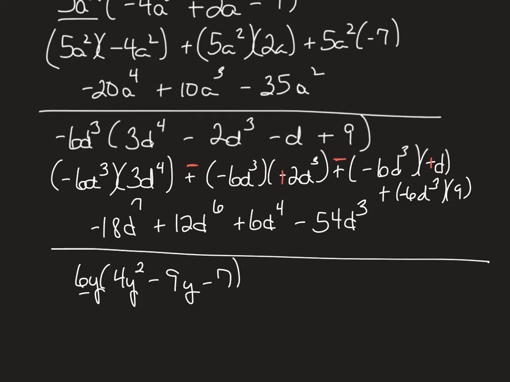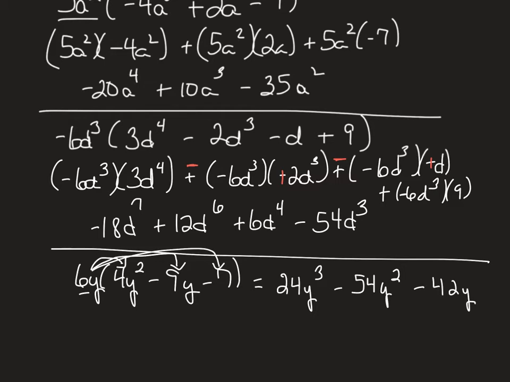Notice we have 6y times 4y squared, and I'm going to skip that second step that we did before, but 6y times 4y squared will give us 24y cubed. 6y times negative 9y will give us minus 54y squared, and 6y times negative 7 gives us negative 42y. And if you got that when you worked it on your own, you may skip that second step that we did on the first two problems because you're simply using the distributive property.